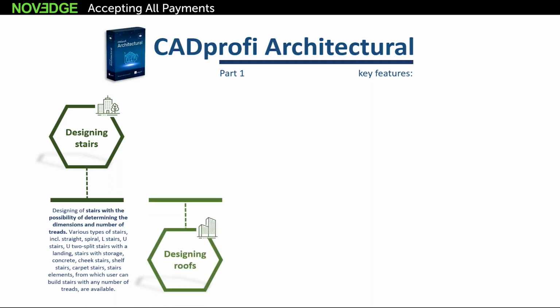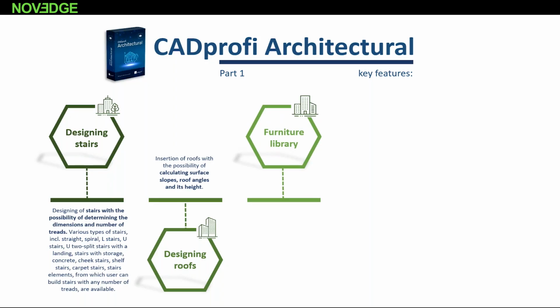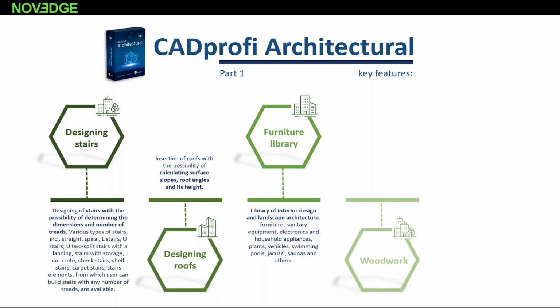There is a special tool that helps in designing roofs. There is an easy insertion of roofs with the possibility of calculating the surface slopes, roof angles, and its height. As I mentioned before, there is a rich furniture library, and here we will have also electronics included, household appliances, even plants, vehicles, swimming pools, jacuzzis, saunas, and others.